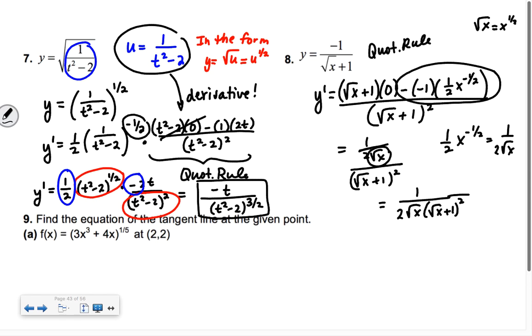And that's what I was telling you. If you guys just know that, it will save you a lot of work instead of writing it as 1/2 x to the negative 1/2 every single time. So we get that. All right, so try the next one. So you're going to find the derivative, then you're going to plug in the point to find the slope, and so on. So try that.